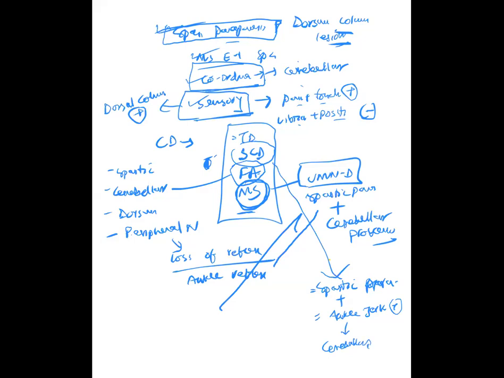So if we find only spastic paraparesis plus cerebellar signs, that indicates multiple sclerosis. If you find spastic paraparesis plus dorsal column lesion plus loss of ankle jerk, it may be Friedreich ataxia if the age is young, or it may be due to subacute combined degeneration. Differentiation between the two is very difficult, but you can assume from the other findings.